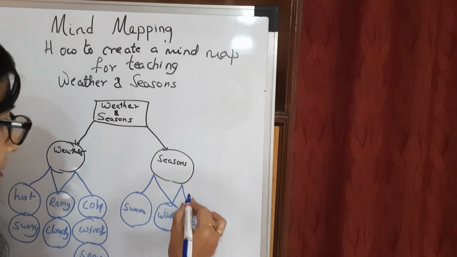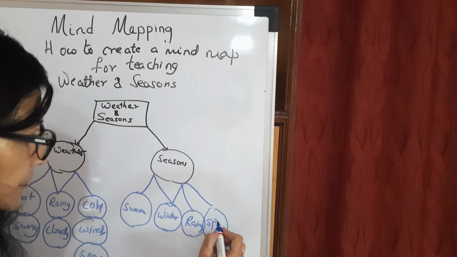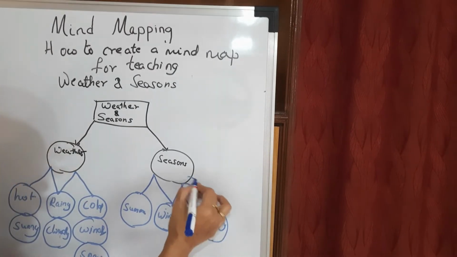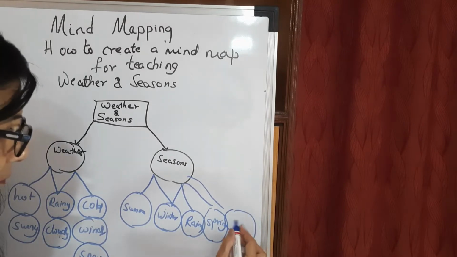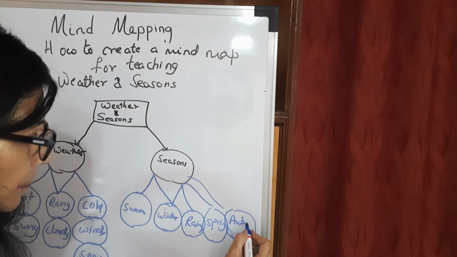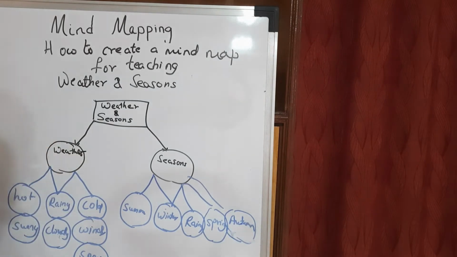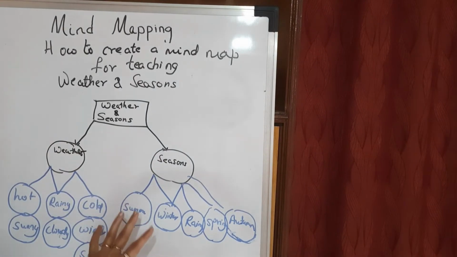So you can explain spring, you can explain then autumn. So this is the main concept which your children should know in seasons. So seasons, you have to explain 4 things, 4 to 5 seasons which are there: summer, winter, rainy, spring and autumn.